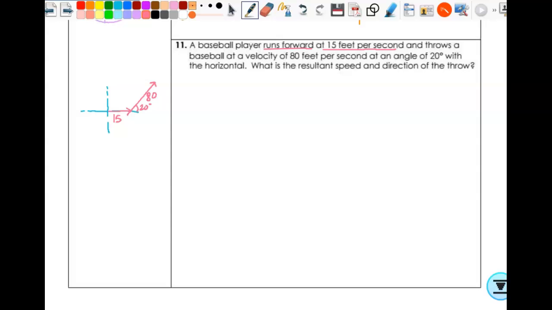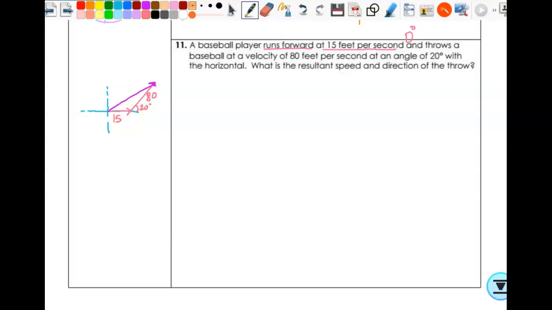So my resultant vector looks like this. Does that make sense? Now that I've drawn that out, my 15 feet per second here, what's the angle for the baseball player? 0. You've got it on the coordinate plane right here. Isn't this 0? That's 0.